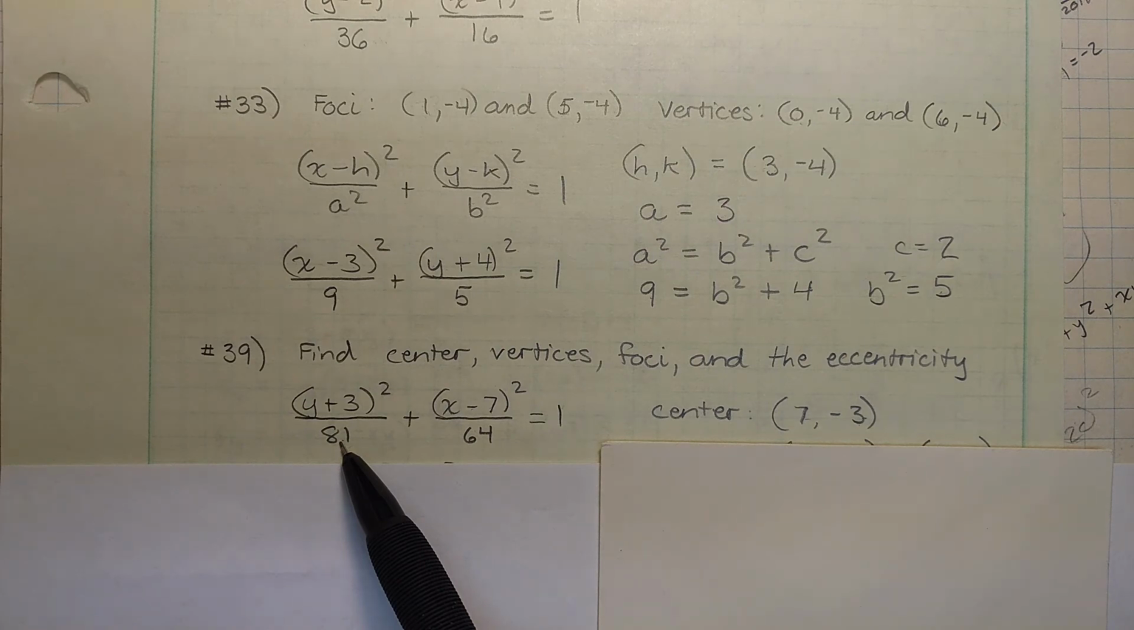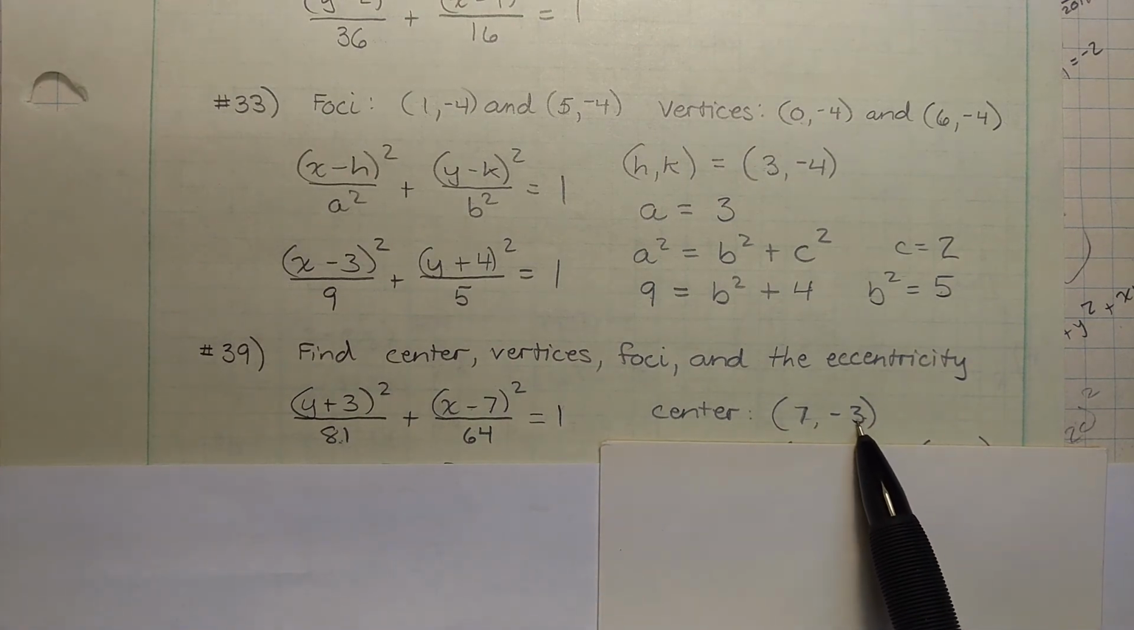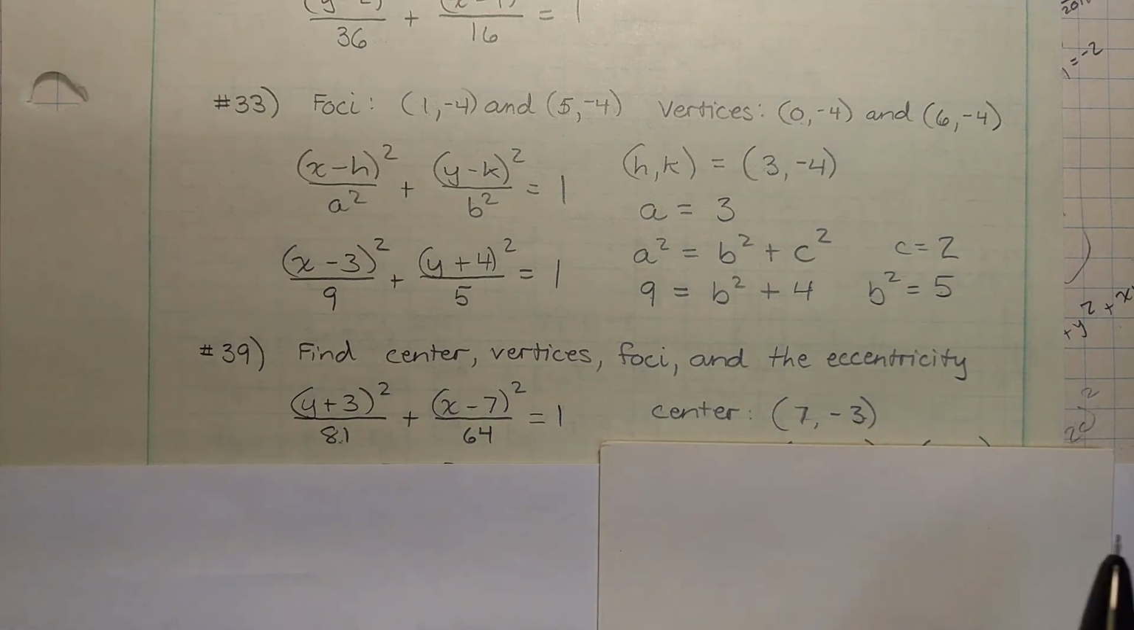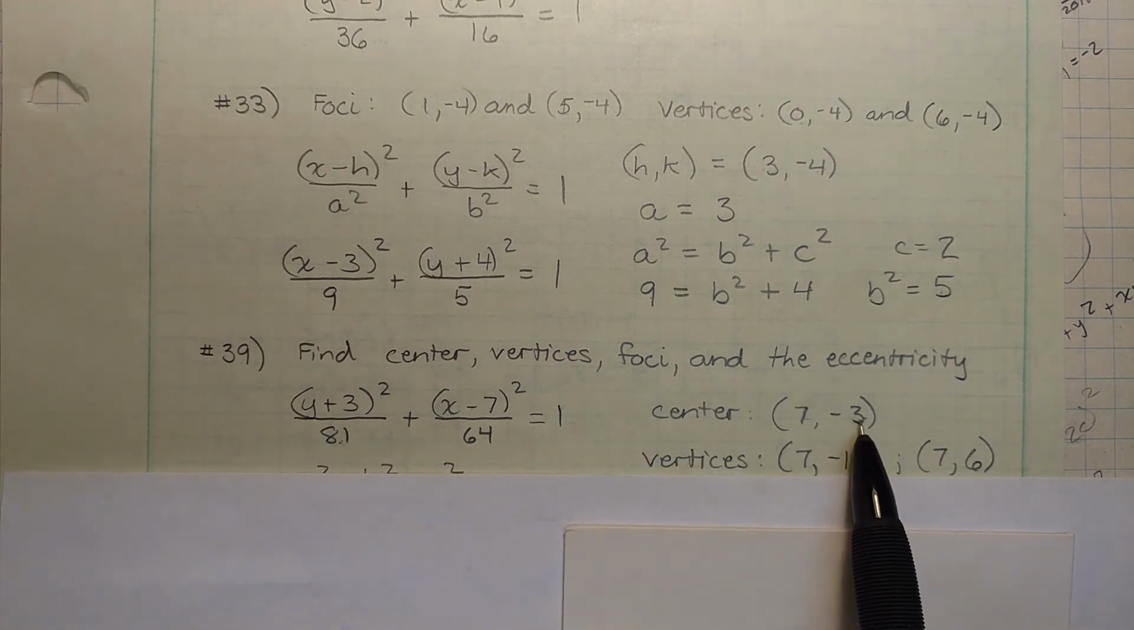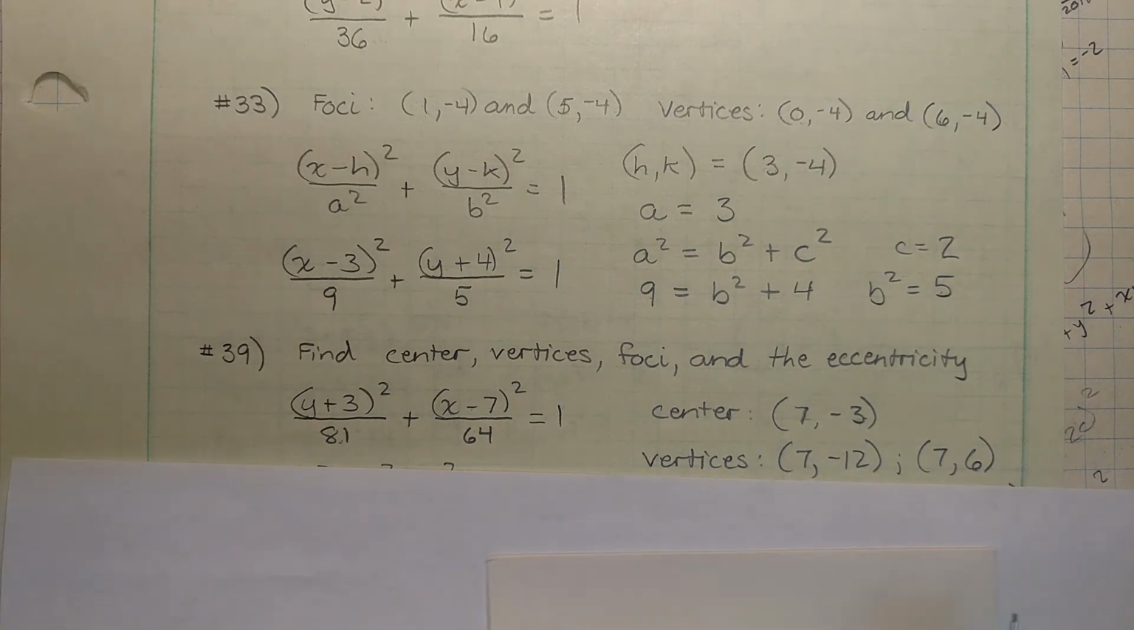So to get to my vertices, I must add and subtract 9. And in this case, since it's vertical, I must add and subtract 9 from this -3. So if I subtract 9 from that, I would get -12. And if I add 9 to the -3, I would get 6. So those are my vertices.